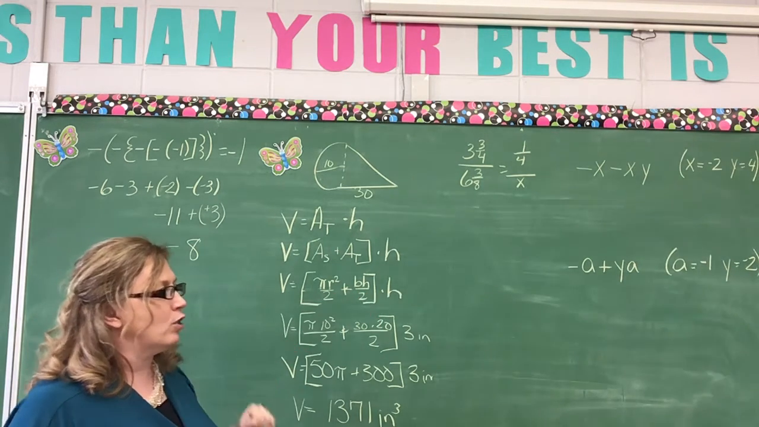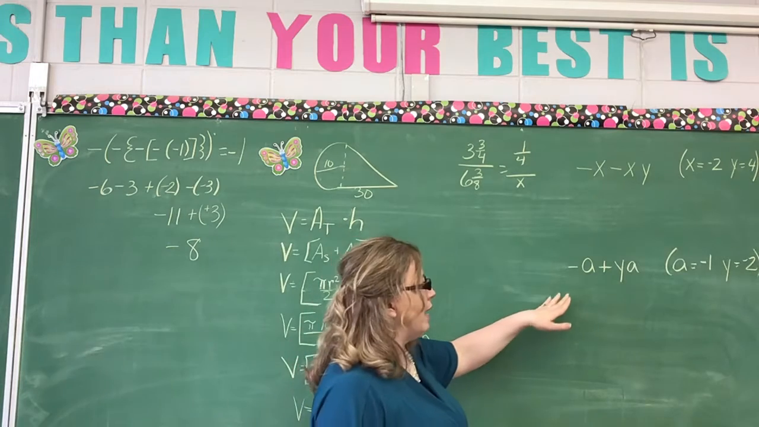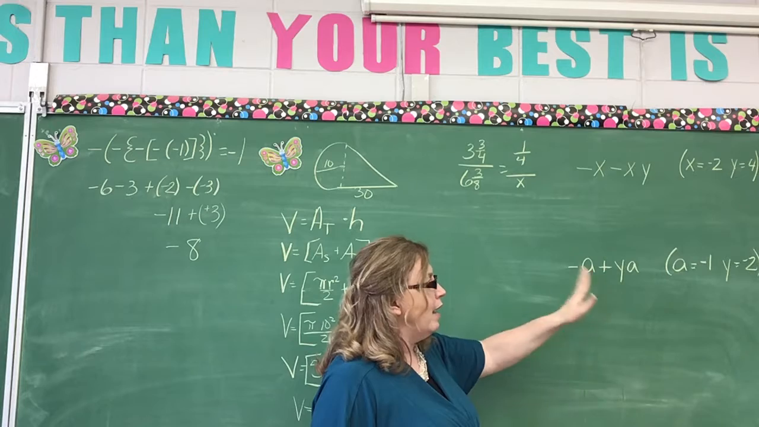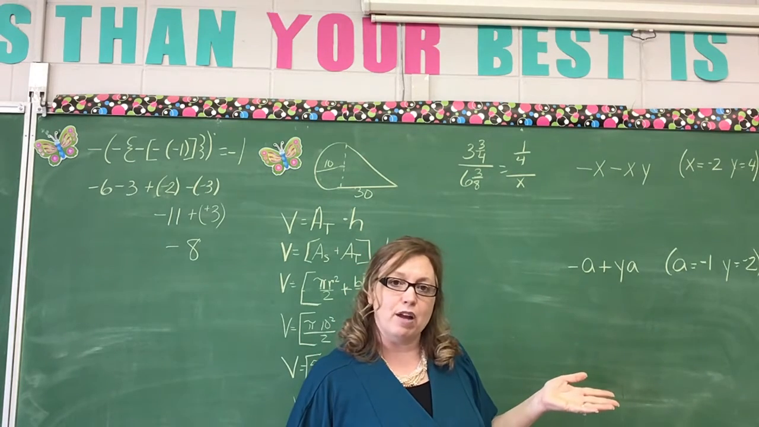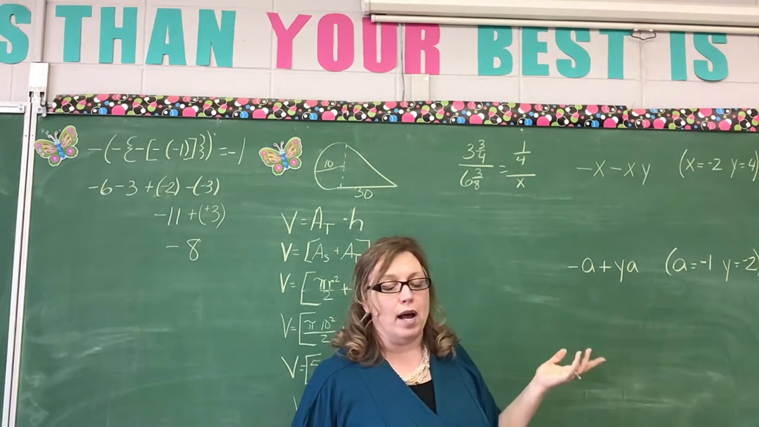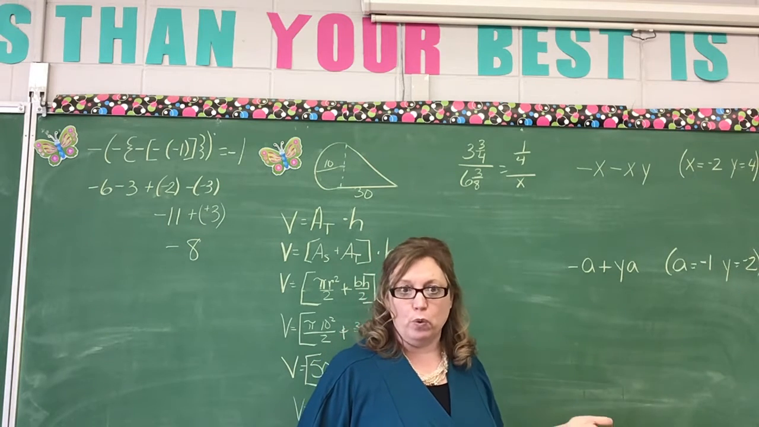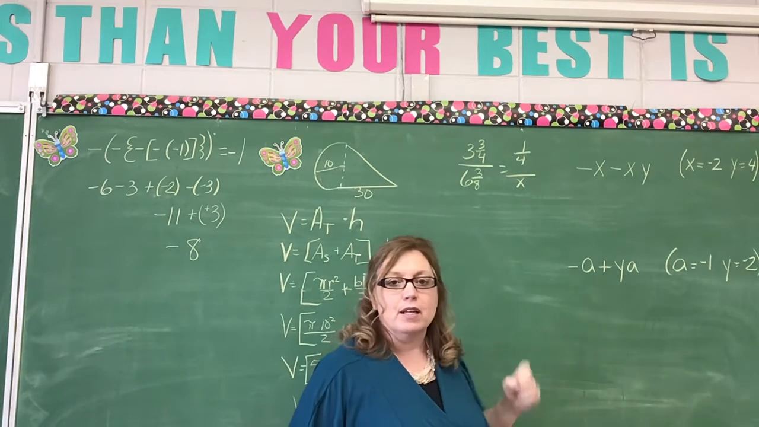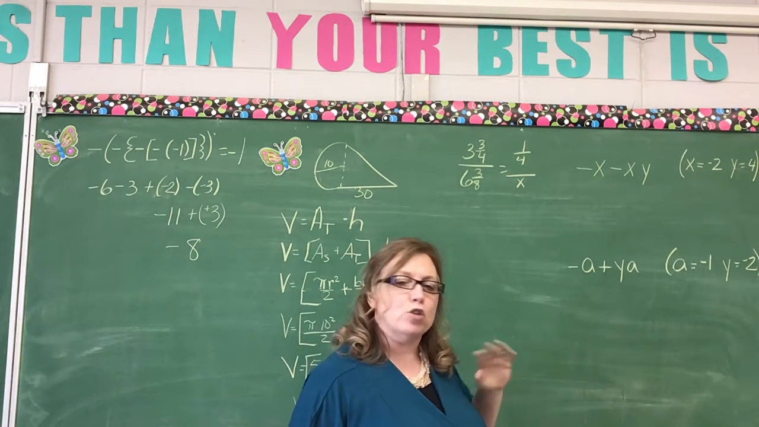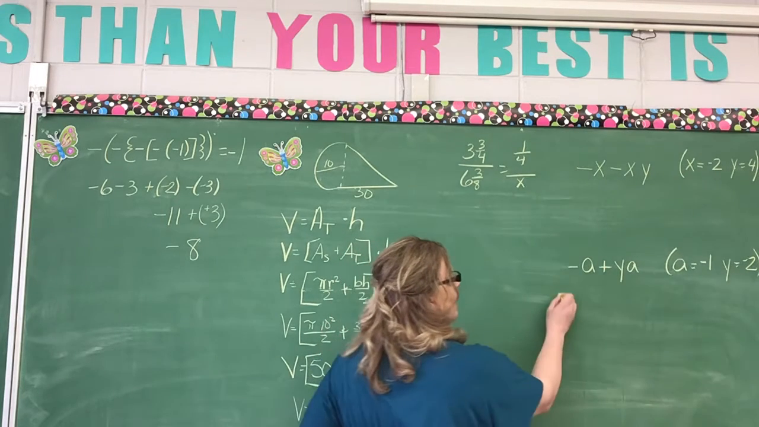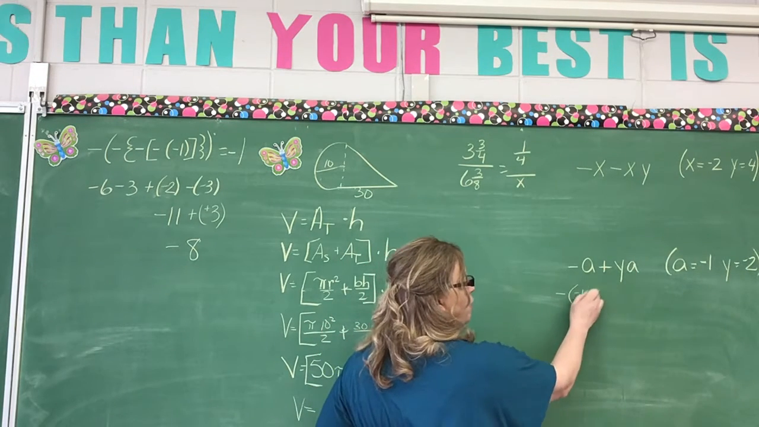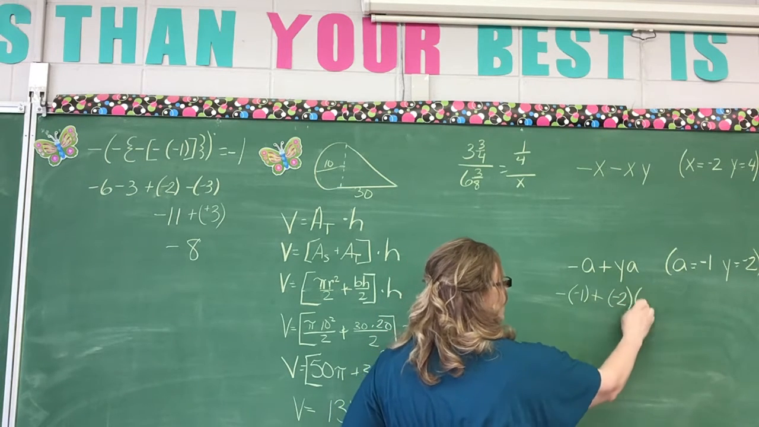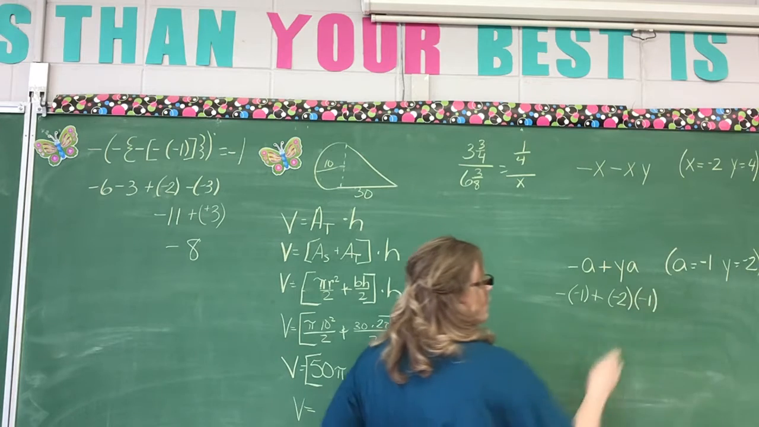Let's look at this over here. This is what we were working on yesterday. We have negative a plus ya. We want to evaluate this using negative numbers. If a is a negative 1 and y is a negative 2, what does our equation mean? Step 1 is write the equation. We did that. Step 2 is what? Substitute. Just put your numbers in. Okay, so we're going to say the opposite of a, and a is negative 1, plus y, which is negative 2, times a, which is negative 1. Okay?